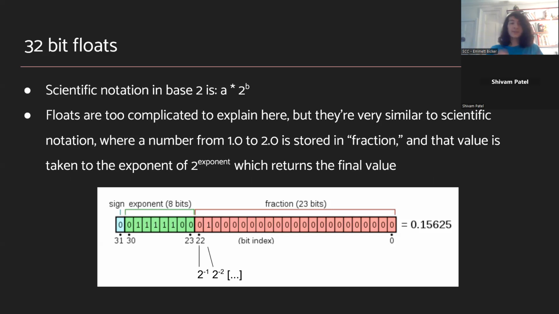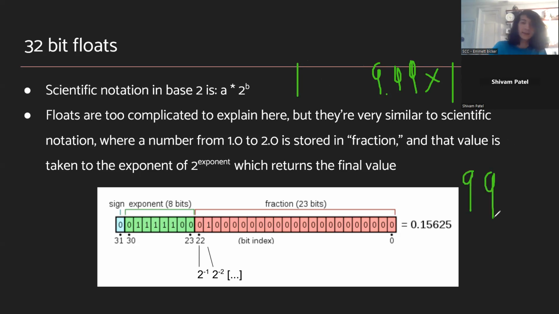So it's stored in scientific notation in base 2, which means that if you've ever seen scientific notation before, it's representing a number by a number from 1 to 10, not including 10, so like 1 to 9.999, times 10 to some value to the exponent. So if I have a number like 99, how would I represent that in scientific notation?